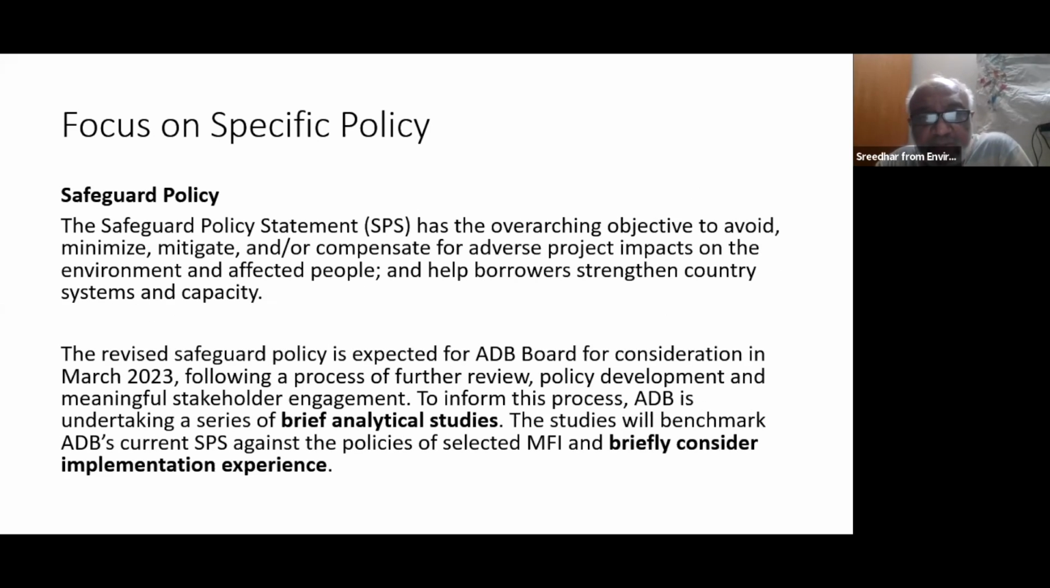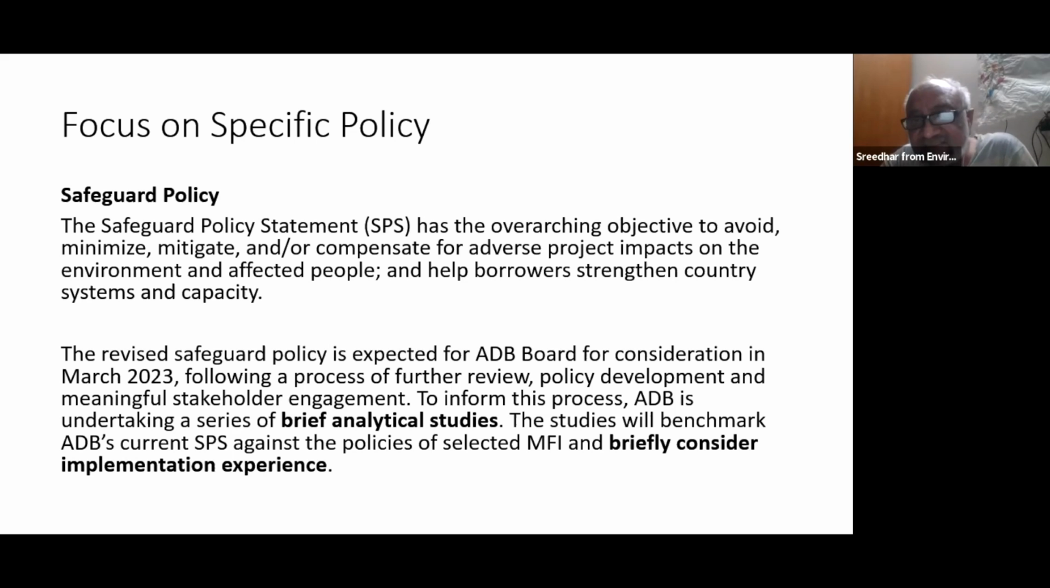What does the safeguard policy do? The safeguard policy is supposed to have the overarching objective to prevent, minimize, mitigate, or compensate for adverse project impacts. And this is where the trick is, that many of these are saying that they will have country systems, and the safeguard policy will strengthen the country systems.